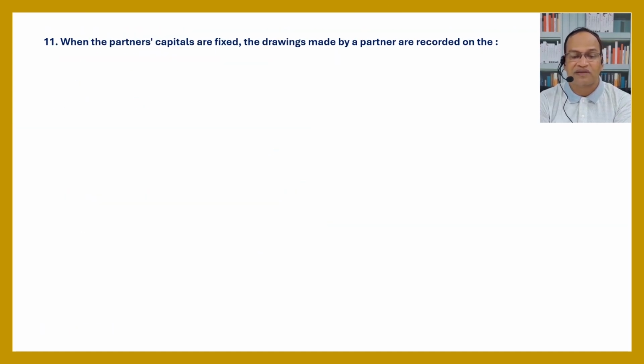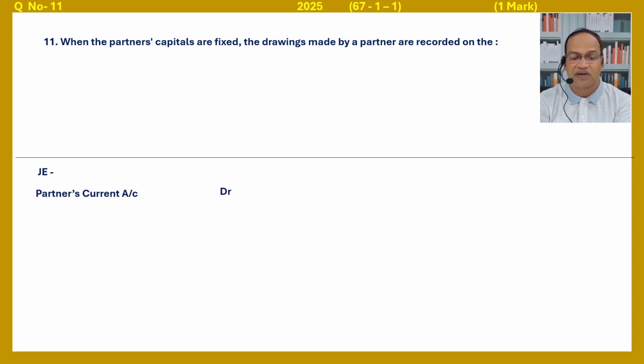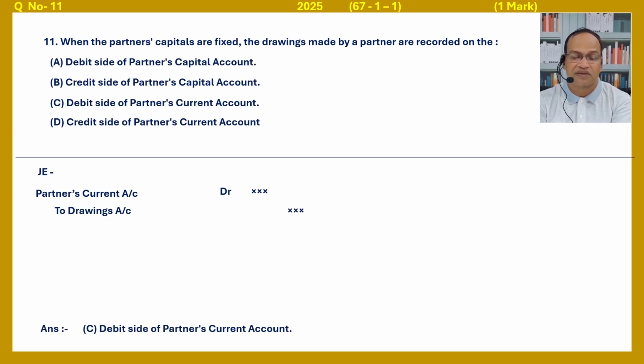11. When the partners' capitals are fixed, the drawings made by the partner are recorded in the current account. Journal entry: partner's current account debited to drawings account. Answer C, the debit side of the partner's current account.